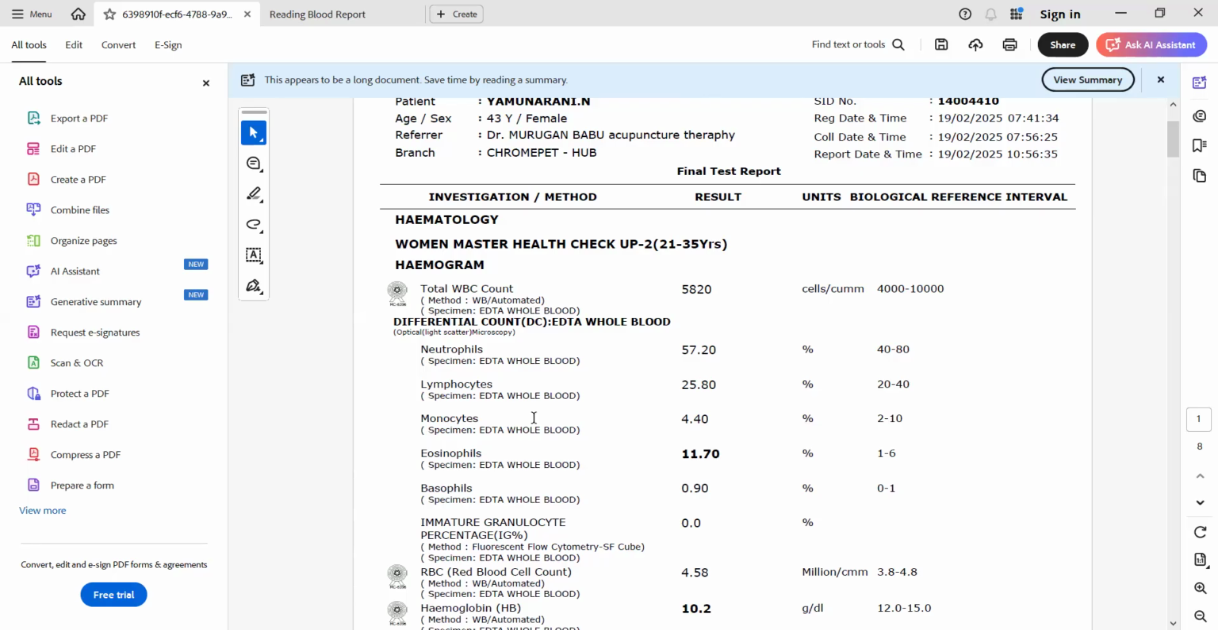So if you come down into the differential count, it is the cell type wise. Each cell is denoted individually, because each cell has its own specific role to play.